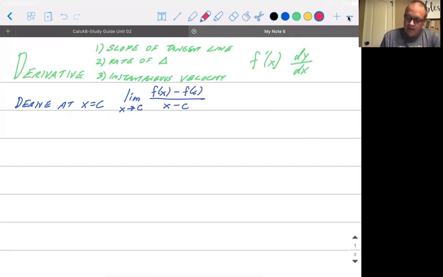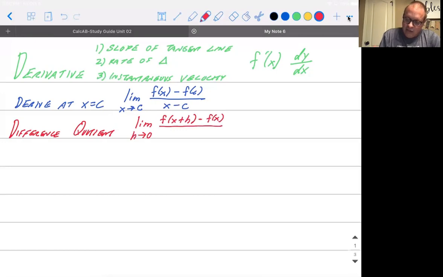But then we've developed this difference quotient. Difference means subtract, quotient means divide, because we want to be able to find the derivative anywhere. So the difference quotient that we talked about in the last video was the limit as h approaches 0 of f of x plus h minus f of x all over h. And this is going to be our focus.